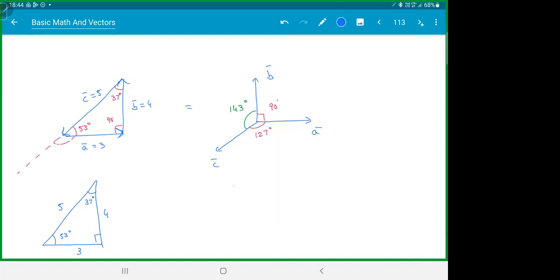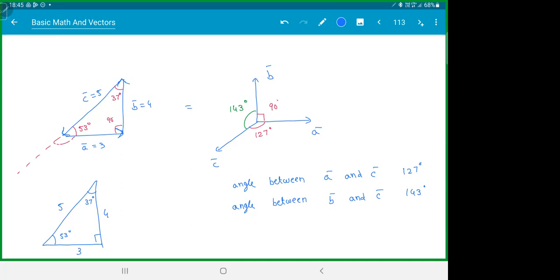So what is the angle between A bar and B bar? 90 degrees. Angle between A bar and C bar? 127. So be careful. Don't say 37 and 53. So angle between B bar and C bar is 143 degrees. Check. Is that clear, everyone? So the definition of the angle is when you join the two vectors tail to tail, that angle is the angle between the vectors. You just can't choose any angle you want. So be careful with that.